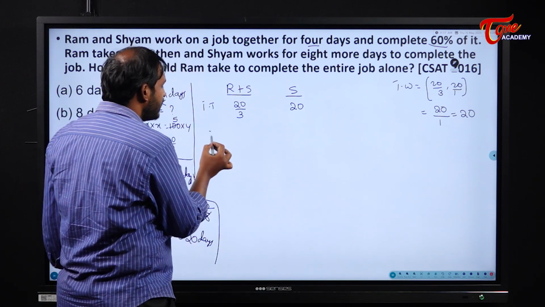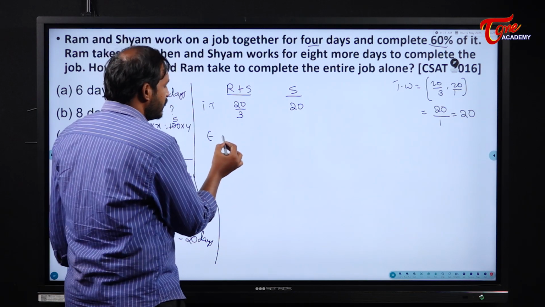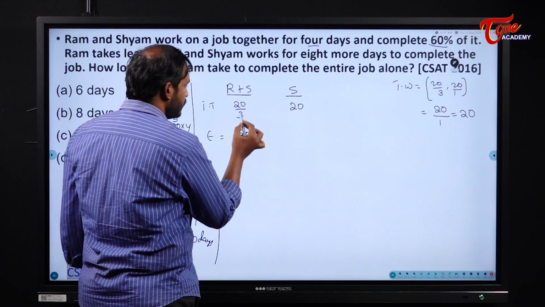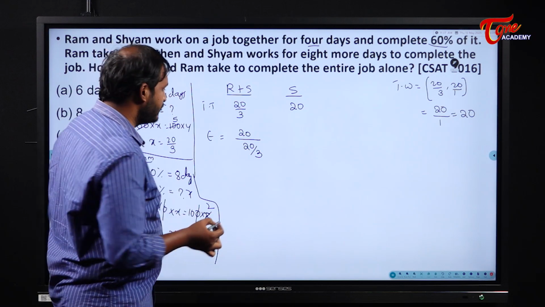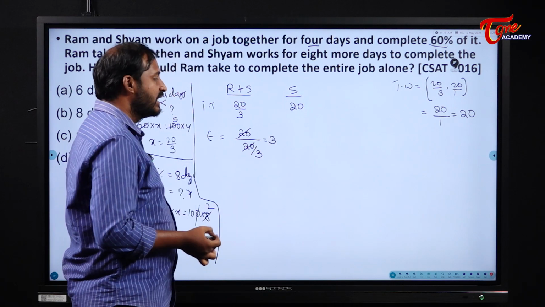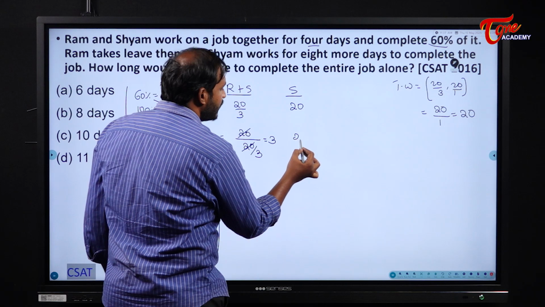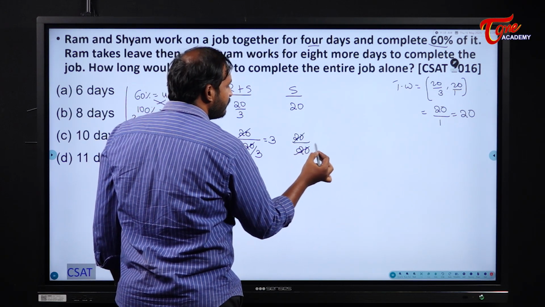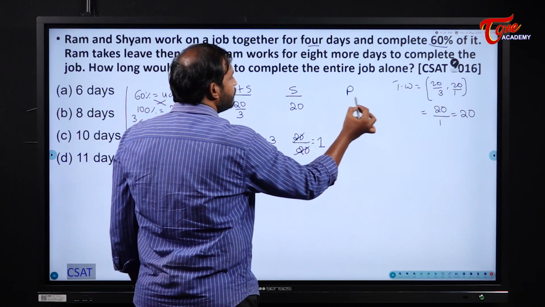So now tell me, what is the efficiency of Ram and Shyam together? Efficiency will become total work by time taken. So 20 divided by 20 by 3. So 20 will get cancelled and 3 will come to numerator. So efficiency of Ram and Shyam together is 3. What is the efficiency of Shyam? 20 total work, and time taken by him is 20. So 20 by 20, the efficiency of Shyam is 1.